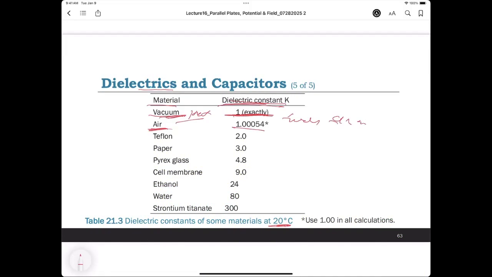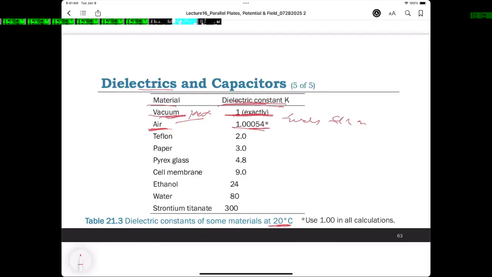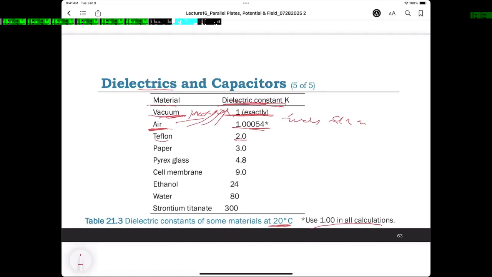If you put air, it is 1.0005554. It's very close to vacuum, which means it's very close to the original one, so we just use 1 in our calculations. And this is Teflon, and it is 2, and this is paper. If you put paper, it is 3, and some like Pyrex glass.